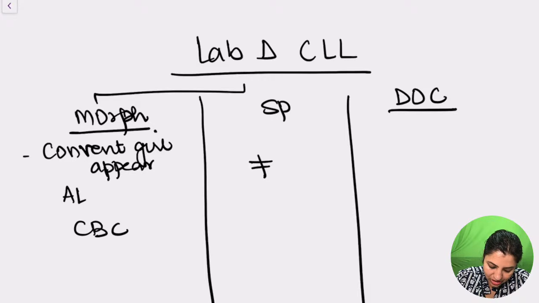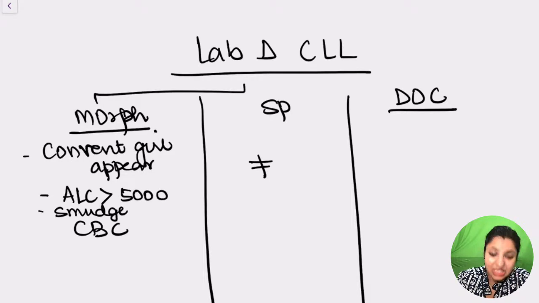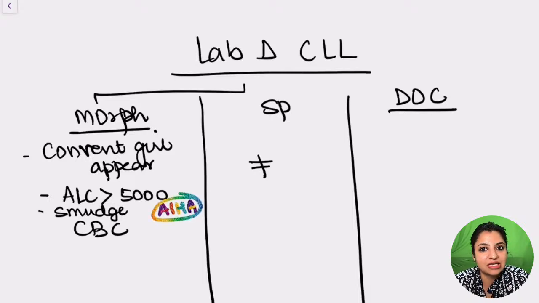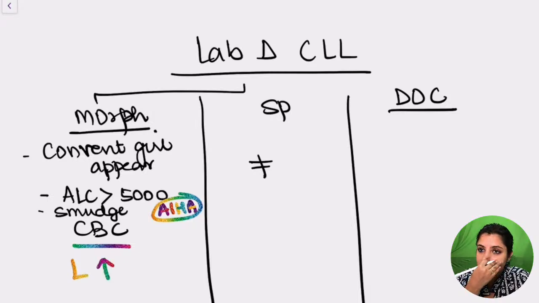And of course, your lymphocyte count has become more than 5,000, and there will be a lot of smudge cells which you can see. So at least you should write these three findings. And for an extra point, please mention that autoimmune hemolytic anemia can be associated, so spherocytes can be seen. On WBC, the lymphocyte count will be increased. Everything else will be normal. Now, is there a special stain? No special stain. And what is the diagnosis of choice, guys?